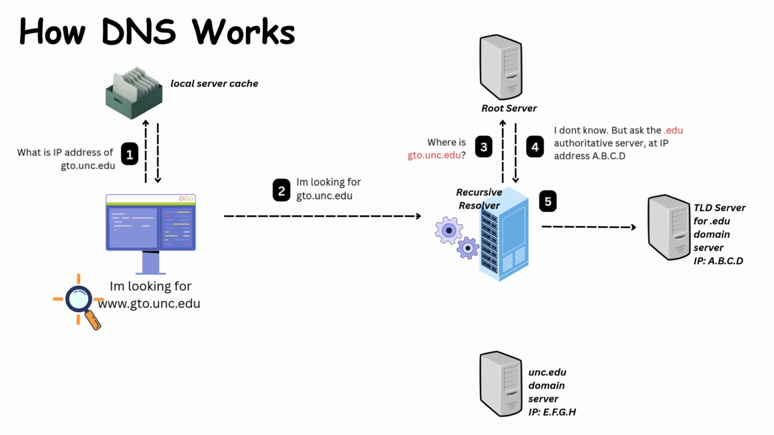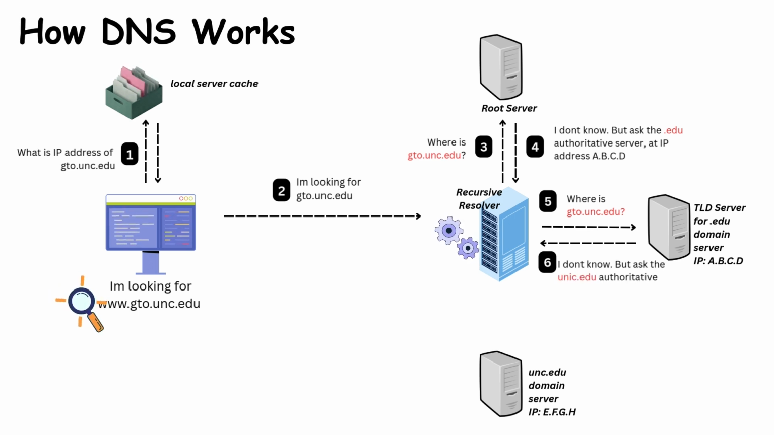This server doesn't know the exact IP address of www.gto.unc.edu, but it knows where to find websites under unc.edu. In response, the TLD server says, "I don't know the IP, but ask the unc.edu name server," and provides the location of the unc.edu name server. Next, the recursive resolver contacts the Authoritative Name Server for unc.edu.